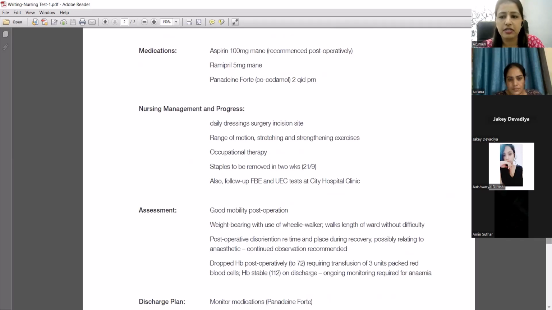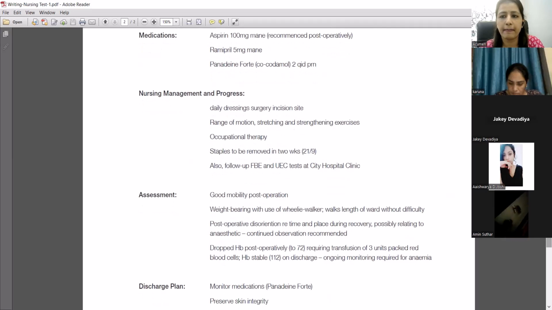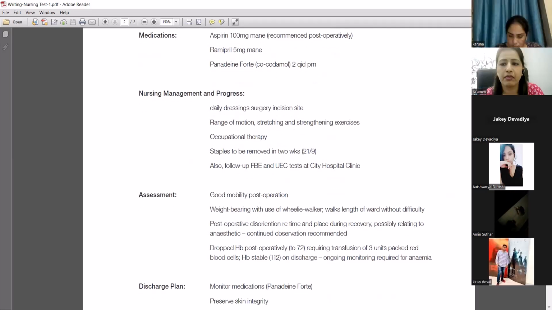Any other questions? Aishwarya, Amin hasn't started writing as yet, so I'm not sure. Amin, if you have any questions, Aishwarya, if you do have any questions, feel free to unmute yourself and ask. Kiran, if you have any questions, feel free to unmute and ask.